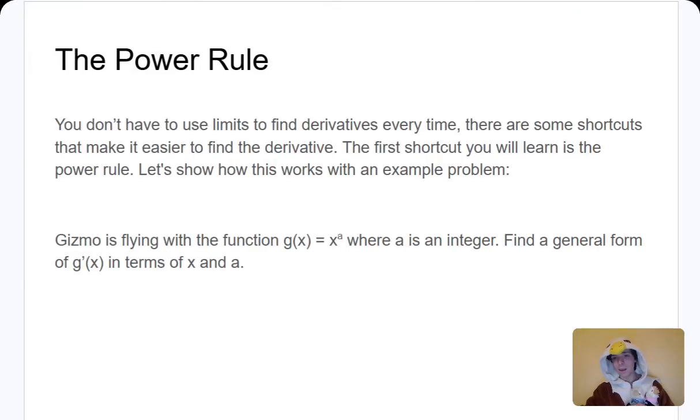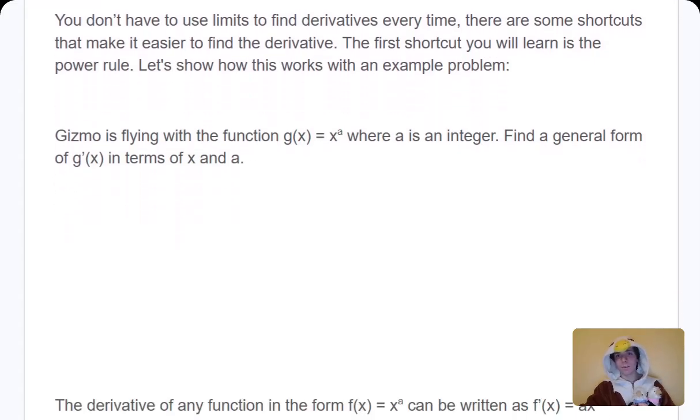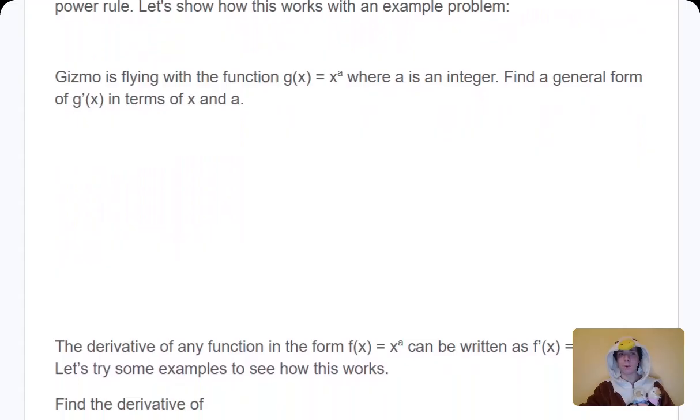Today we're going to be talking about some shortcuts for finding derivatives. We're not going to have to use the limit definition every single time. There are some shortcuts, and the first one is the power rule. So let's try to see where this power rule comes from.